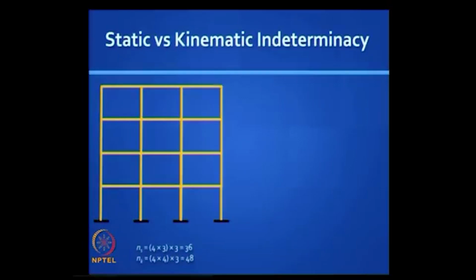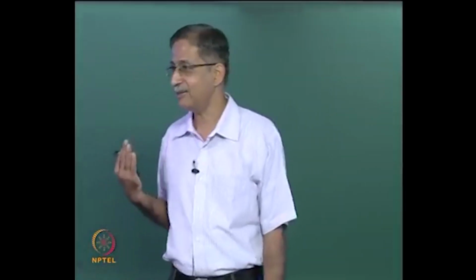Another way to look at it is every closed box has an indeterminacy of 3, and there are 4 into 3, 12 closed boxes there. The bottom also is like a closed box, and that is how you get 36 redundants in that structure.